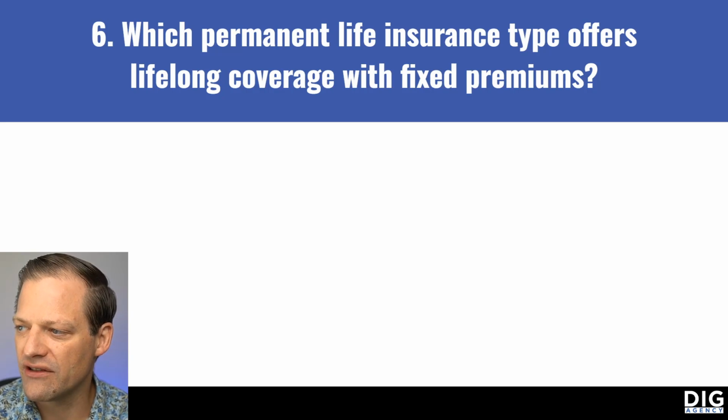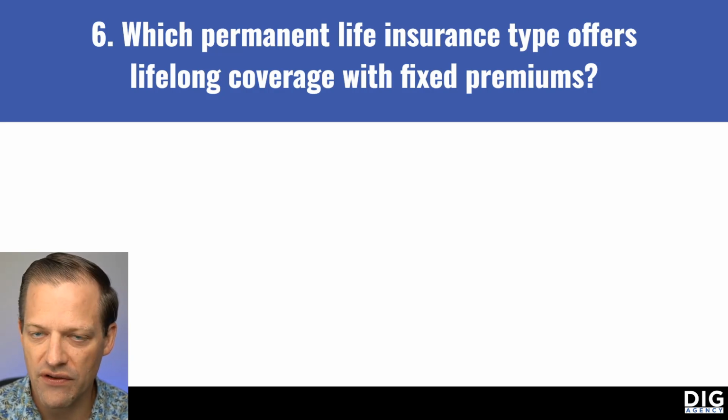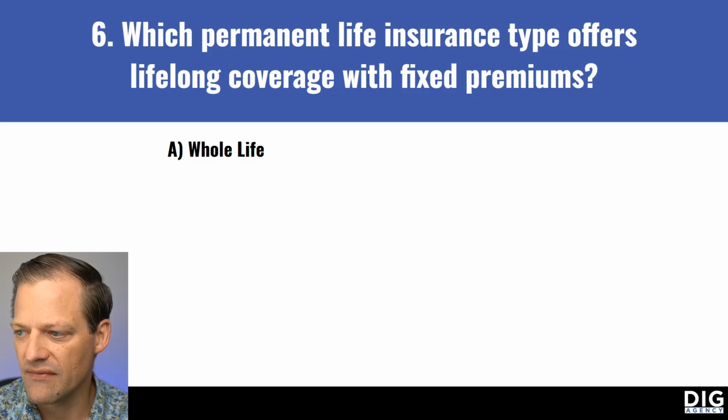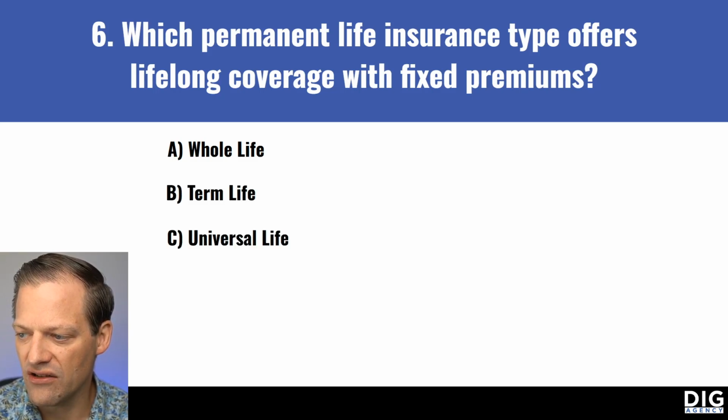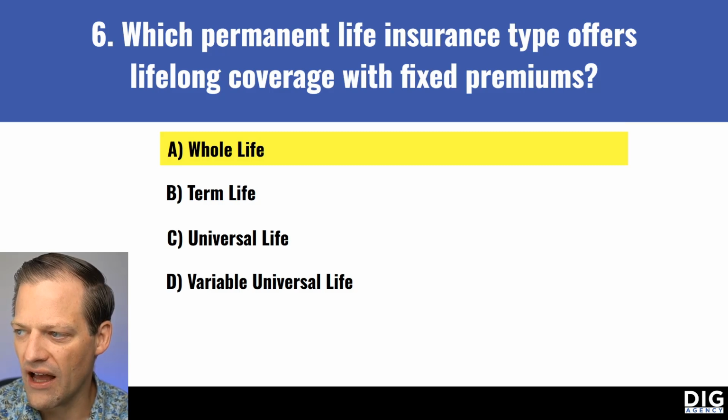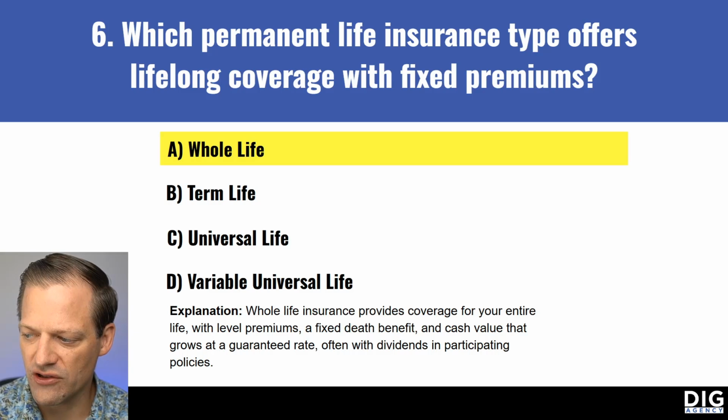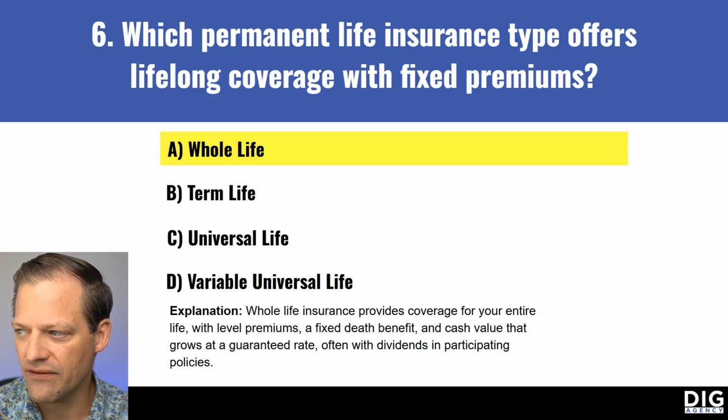Which permanent life insurance type offers lifelong coverage with fixed premiums? Is it A, whole life? B, term life. C, universal life. Or D, variable universal life. The answer is A, whole life. And the reason that it is A, whole life, is because whole life insurance provides coverage for your entire life.